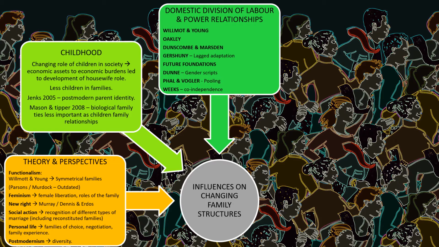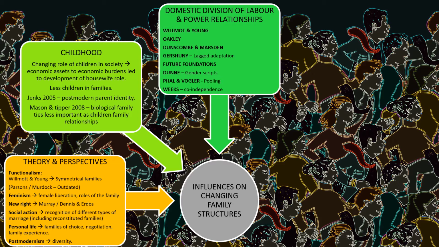Duncan and Marsden talk about the triple shift, so the emotion work, the labour of love. So we could even extend that into providing care for older relatives, so maybe the development of beanpole families. Gershuny was lagged adaptation. So as women return to work, men pick up more housework. Again, a bit like Wilmot and Young, we're suggesting that we have these dual earner families that could be linked to less children. Future Foundations are very much the same idea.